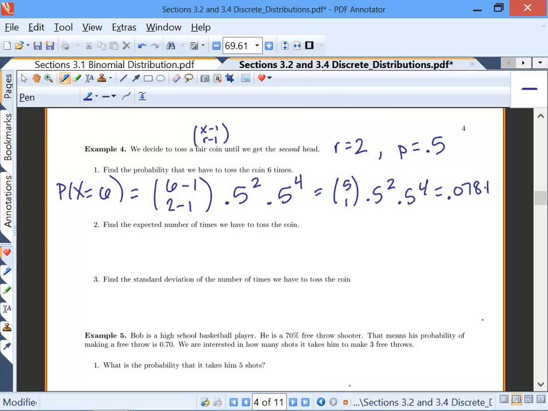Find the expected number of times we have to toss the coin. So you look back at the formula, it's r over p. So 2 over 0.5 gives me 4. That kind of makes sense, right? If I expect I have to flip it twice to get 1 head, then I might expect that I'd have to toss it 4 times to get 2 heads.